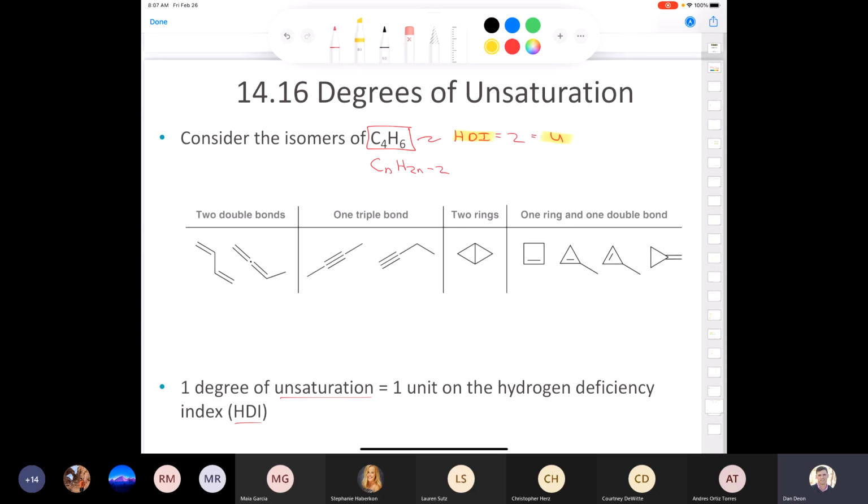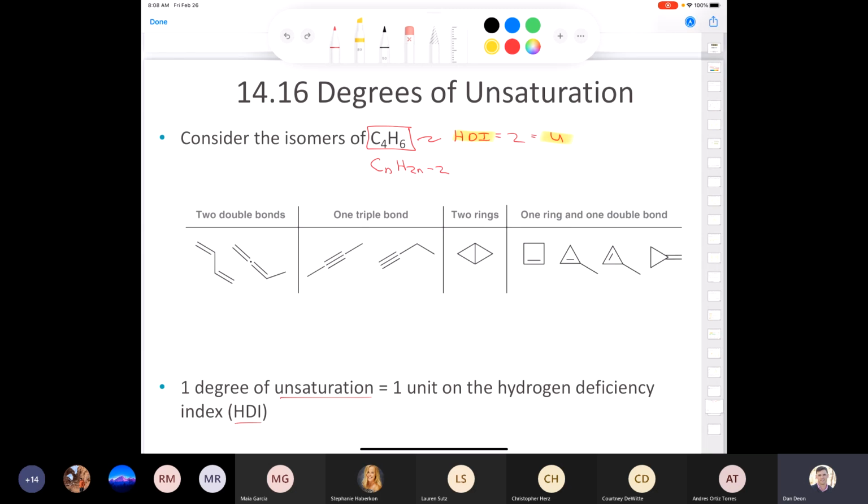So again, what kind of scenarios could we have 2 units of unsaturation? Well, we could have 2 double bonds, right? You see that in these molecules here, we have 2 double bonds. We have a double bond here, another one here, and you see that you have 2 double bonds on the same carbon here, which is kind of interesting. We don't really talk about that a ton in this class.